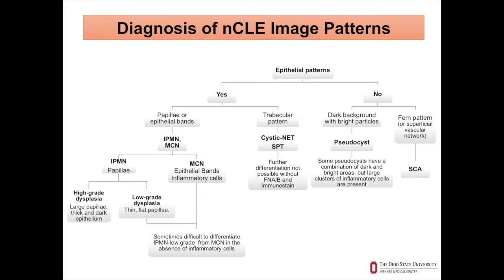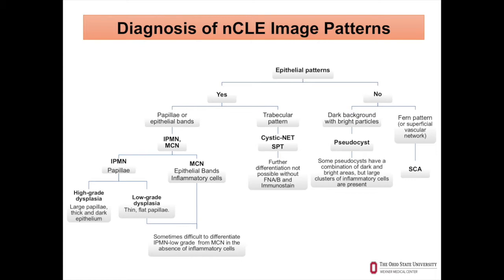IPMNs, the typical feature is seeing papillary structures. In IPMNs, they could be really flat with low amplitude, meaning the papillae are much flatter without the typical papillary configuration. Or as the dysplasia progresses, you will see IPMNs with much larger, prominent, darker, thicker papillae.